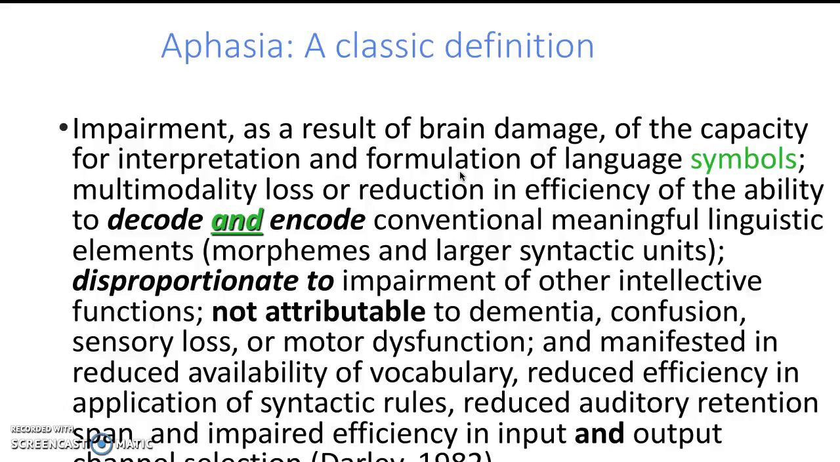The reason we initially talked about Whitman as a model of what language is, is because it was Whitman's model that drove Darley to this definition, and why the word "and" appears. Because the information in the integrator in Whitman's model is both what is interpreted and what will be formulated in terms of language, this model fits nicely with Darley's definition. So it is an impairment as a result of brain damage, not developmental, of the capacity for, not a complete loss, but a decrease in capacity, interpretation and formulation of language symbols.